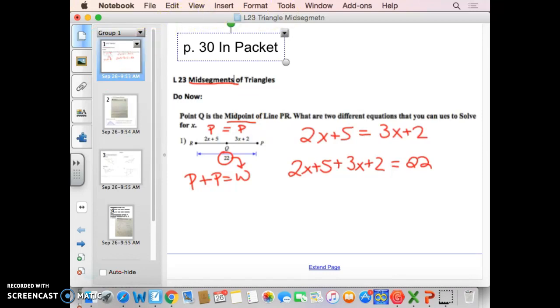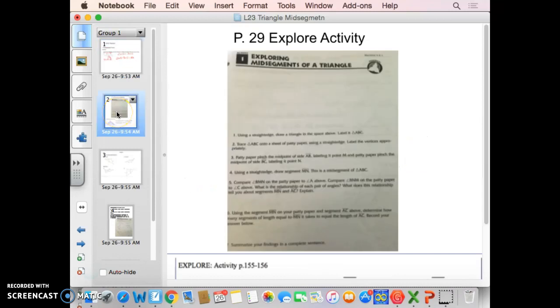So what do I mean by that? Let's do a quick discovery activity. If you move to page 29, there is an explore activity that you're going to do. Basically what it says is you're going to use a straight edge. I'm not, but you are. And you're going to draw a triangle here and label it A, B, C. Then you're going to take a piece of patty paper and trace it on the patty paper.